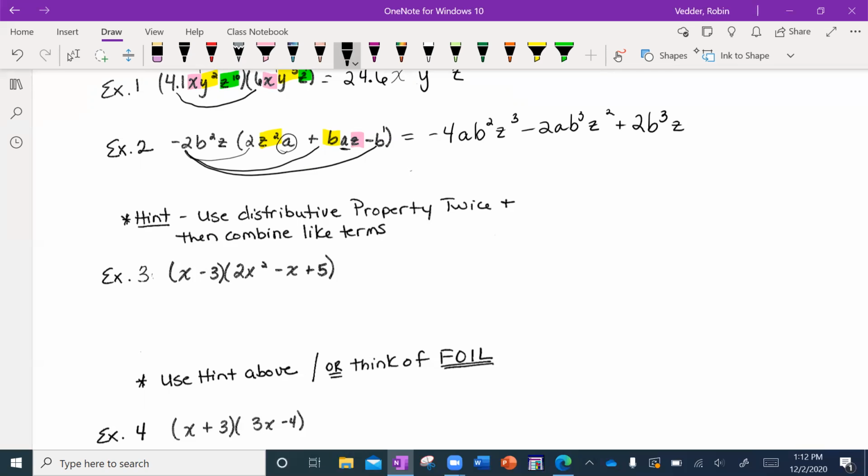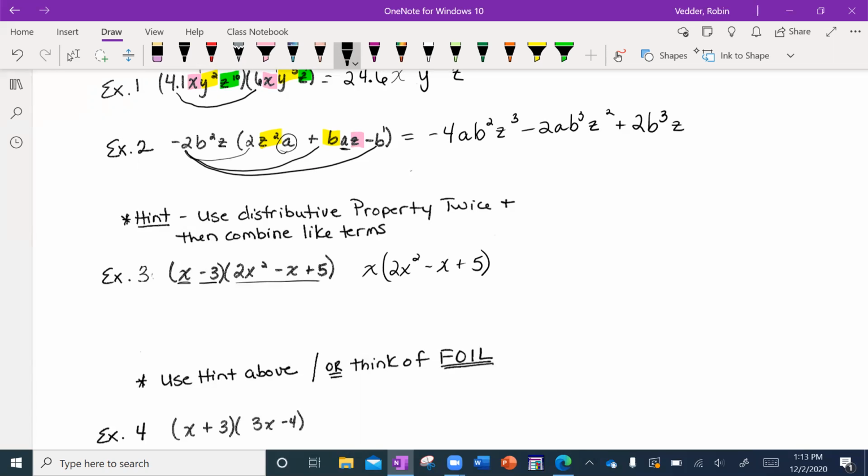Here, again, we're going to have to distribute the x to all of these guys. We're also going to have to distribute the -3 to all of these guys. So you could do this a couple of different ways. Again, we all learn a little bit differently. So because we have to multiply the x by all of these guys, what you could do is write it as x times 2x squared minus x plus 5.